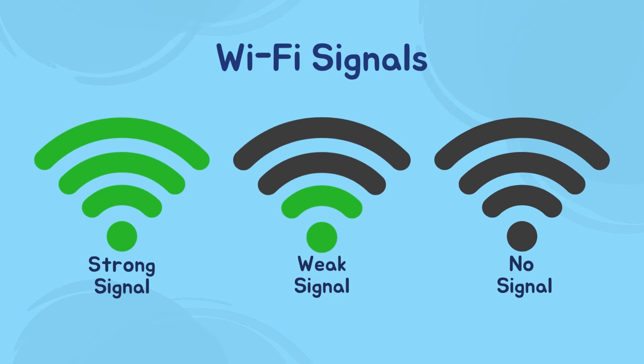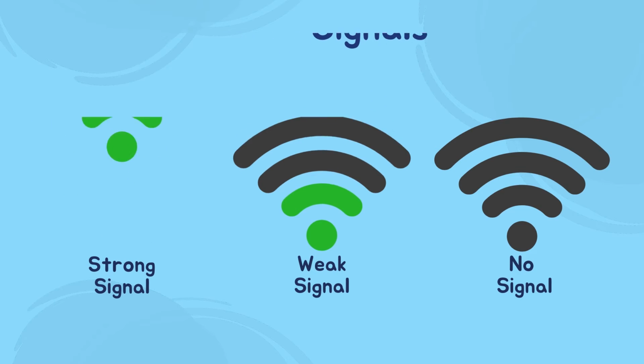Since Wi-Fi is wireless, the signal is very important. Signal means the strength of the internet connection. If the symbol has only a few bars, then it means that the internet connection is weak. If the symbol has all the bars, then the internet connection is strong.